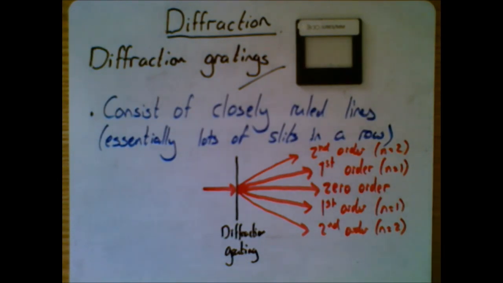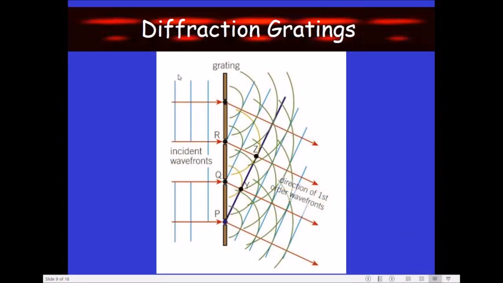Okay, let's look then in a bit more detail at why we get this pattern and think about deriving a formula. Now, it is quite difficult to visualize what is going on in a diffraction grating, and unfortunately even the diagrams which are supposed to help sometimes make it a bit more complicated. So I'm going to show you a diagram now, don't panic.